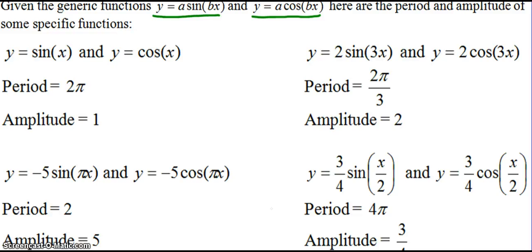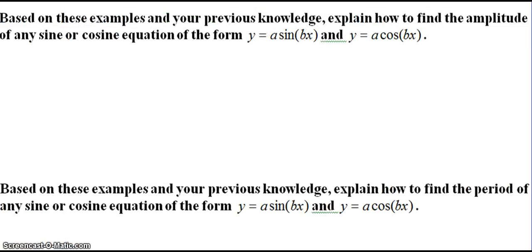So what I want you to do is, looking at those and using your previous knowledge of graphing trig functions, come up with how we find the amplitude of a sine or cosine function of this form, and how we find the period of a sine or cosine function of that form. And because it's the same for sine and cosine, how you find the amplitude and how you find the period are the same for both of them. Okay, pause the video and do that.